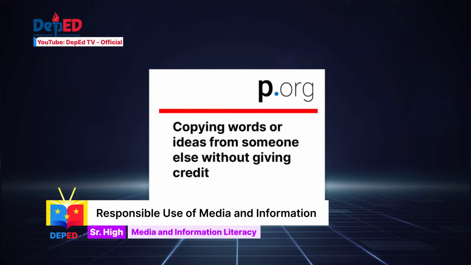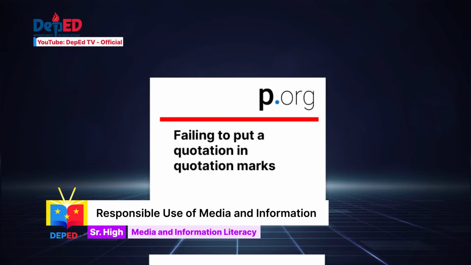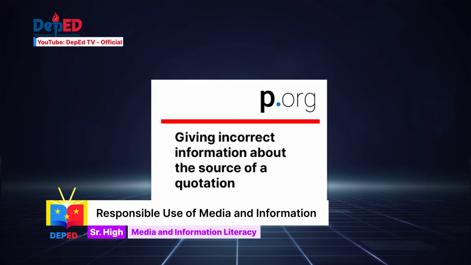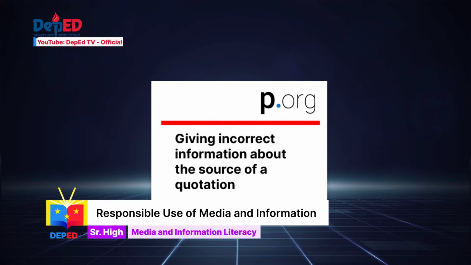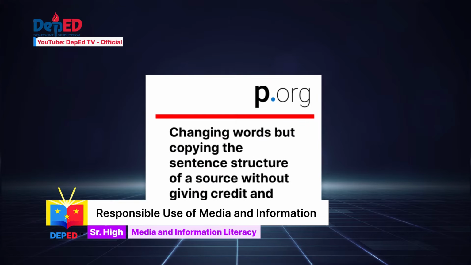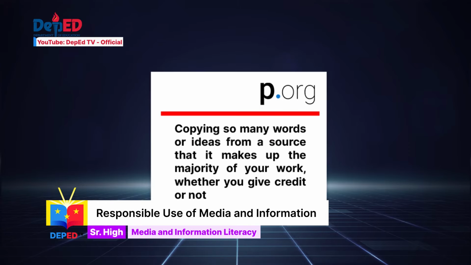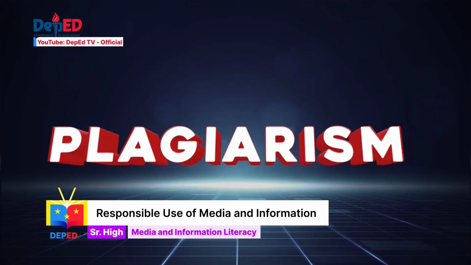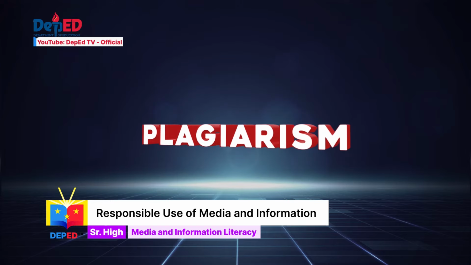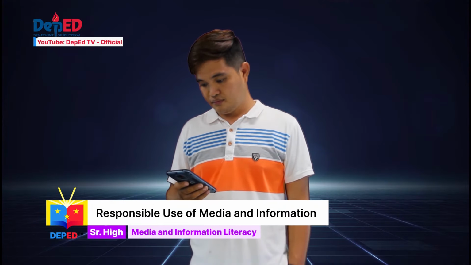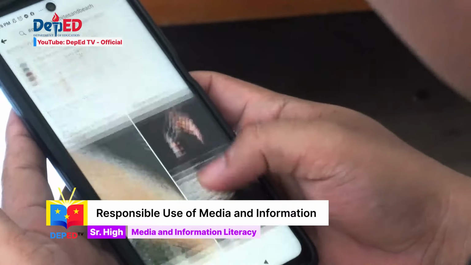copying words or ideas from someone else without giving credit, failing to put a quotation in quotation marks, giving incorrect information about the source of a quotation, changing words but copying the sentence structure of a source without giving credit, and copying so many words or ideas from a source that it makes up the majority of your work, whether you give credit or not, are all considered plagiarism. Copying of words and ideas from other people on social media is also considered plagiarism.